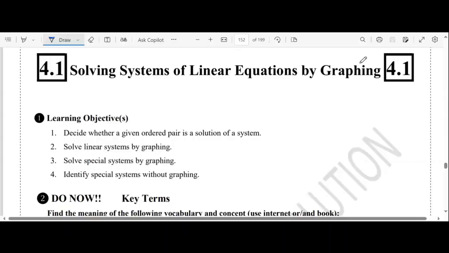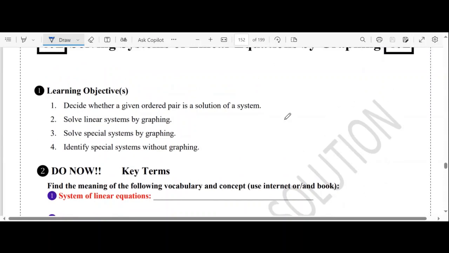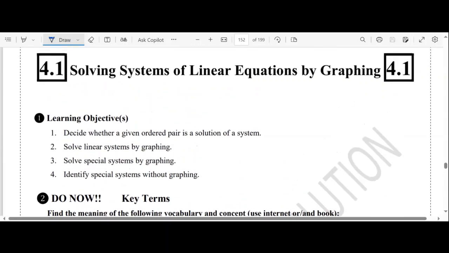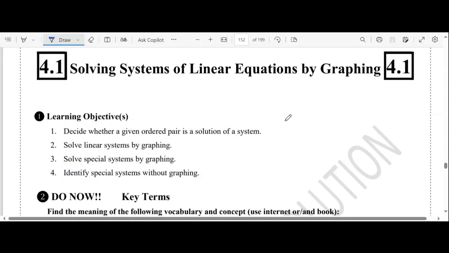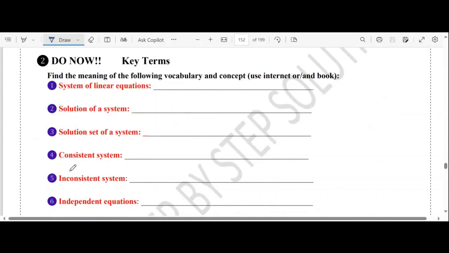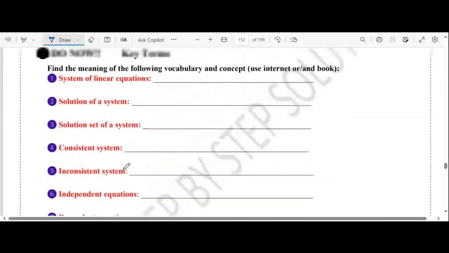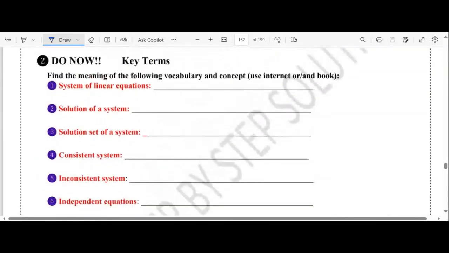Solving systems of linear equations by graphing, 4.1. Learning objectives: 1. Decide whether a given ordered pair is a solution of a system. 2. Solve a linear system by graphing. 3. Solve a special system by graphing. 4. Identify a special system without graphing. Do now: I need you to look into the meaning of those words on the internet, with the vocabulary and the concept, all right? So you spend some time to look into the meaning here. You write the meaning in Arabic and English, okay?